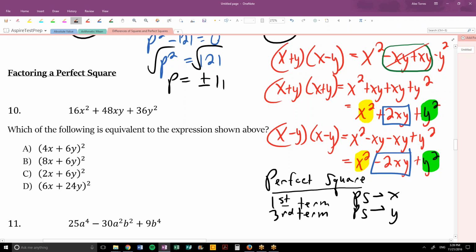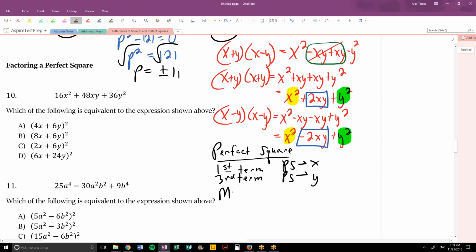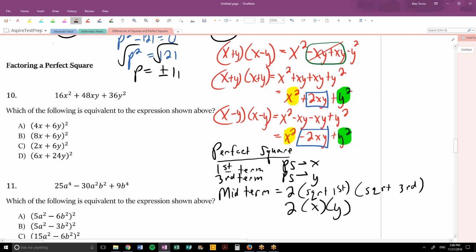Now, the last criteria is that the middle term has to be equal to 2 times the square root of the first term times the square root of the third term. So that's 2 times x times y, and that is what we had for both of our expressions, minus 2xy and plus 2xy.